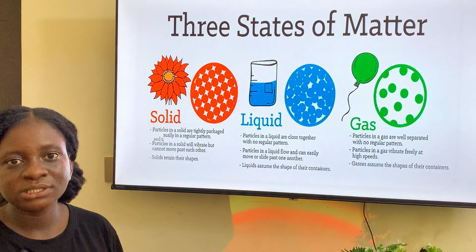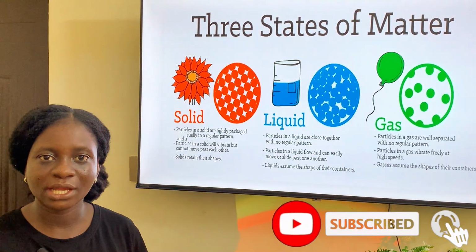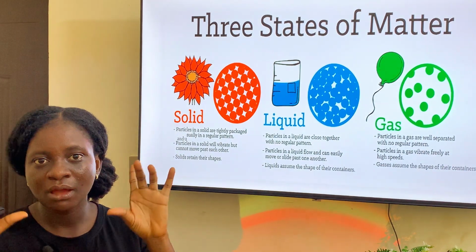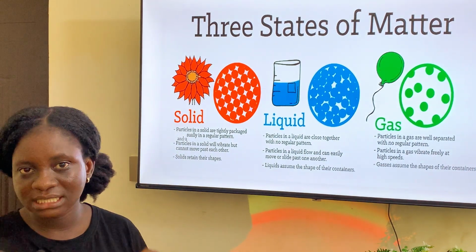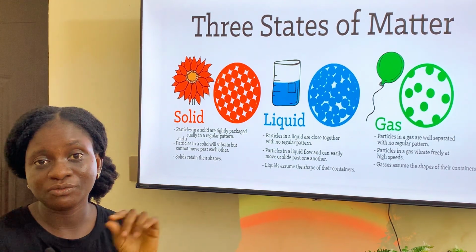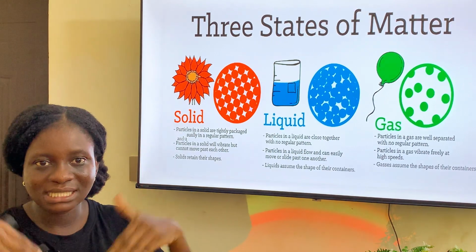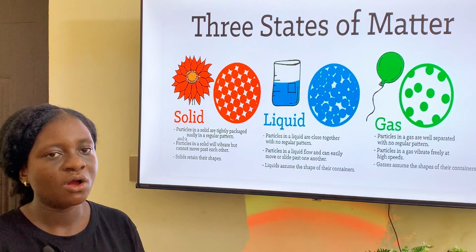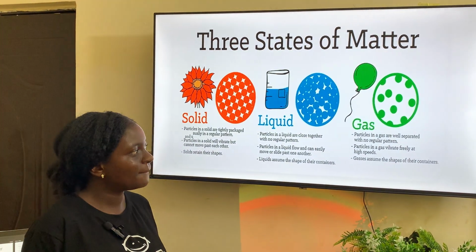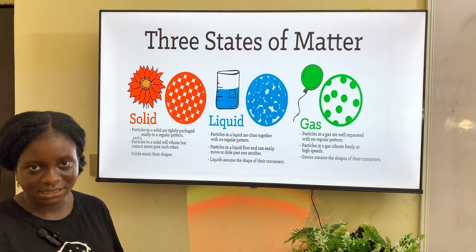Liquids assume the shape of containers. If you put, for example, water inside a cup, it takes the shape of the cup. If you put it inside a bottle container, it takes the shape of the bottle container. That's why you can say a bottle of water, a glass cup of water, because the content takes the shape of the container.